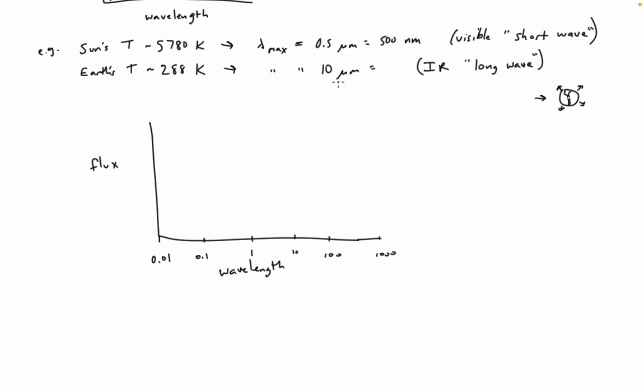So, right, Earth is going to peak around 10, so it's going to look something like this. And for the sun, the wavelength, let's put units here of microns. So the sun is around 0.5 over here, right?